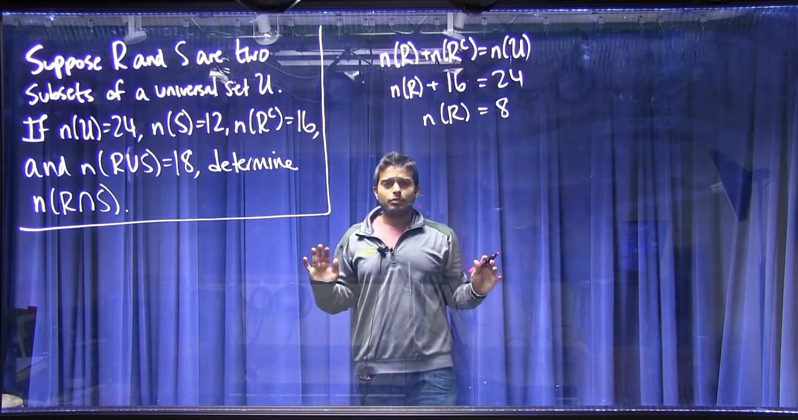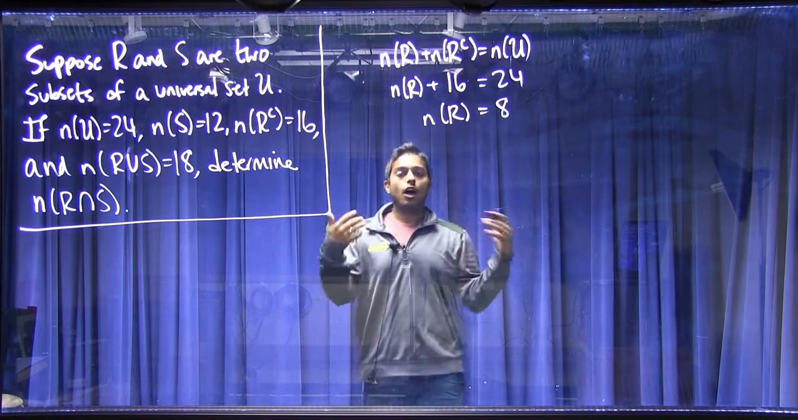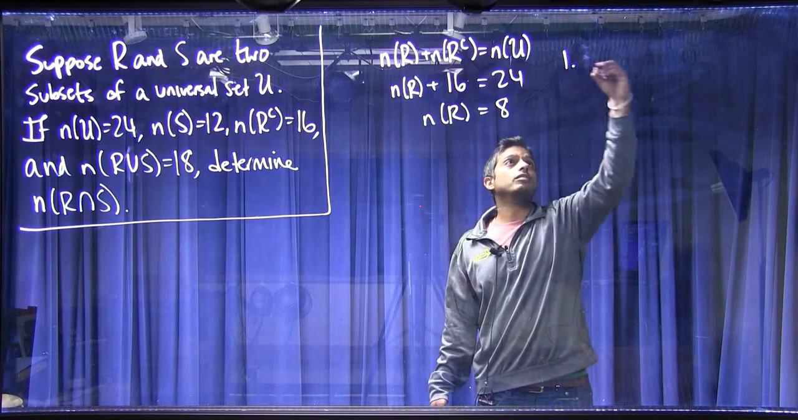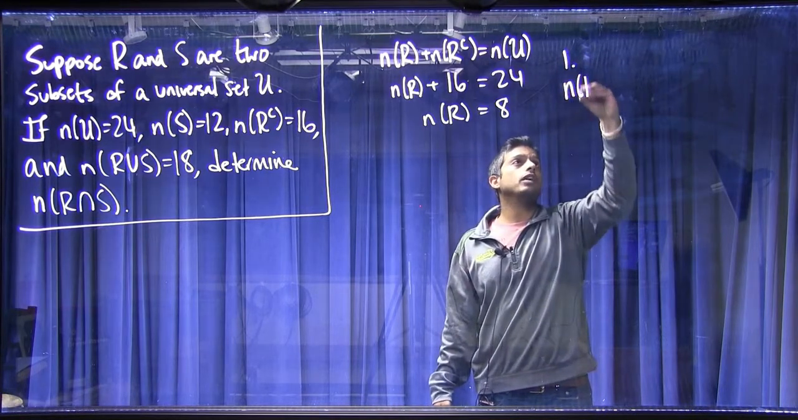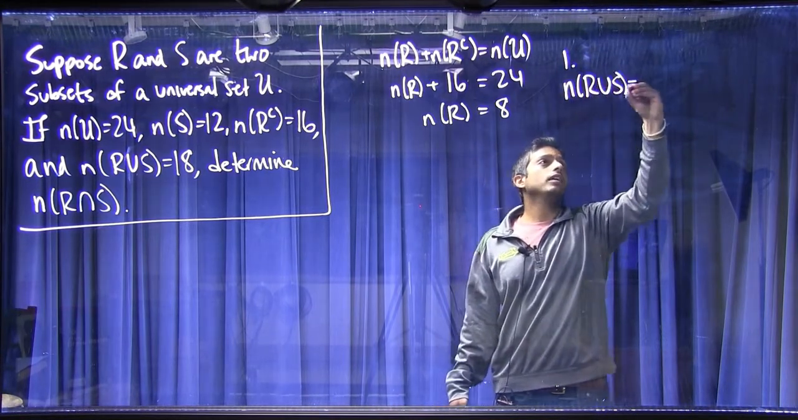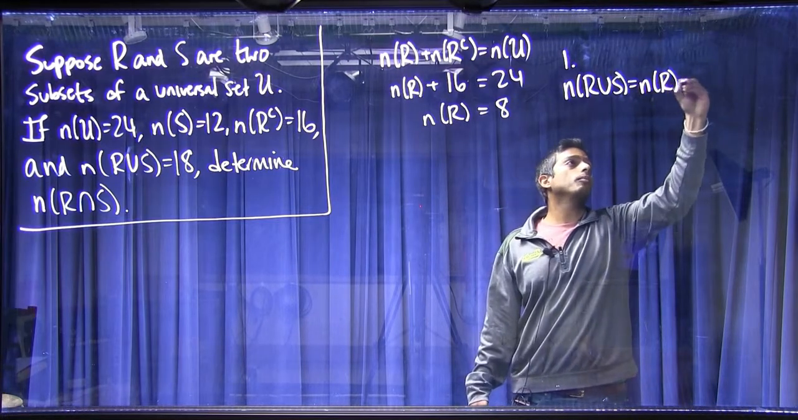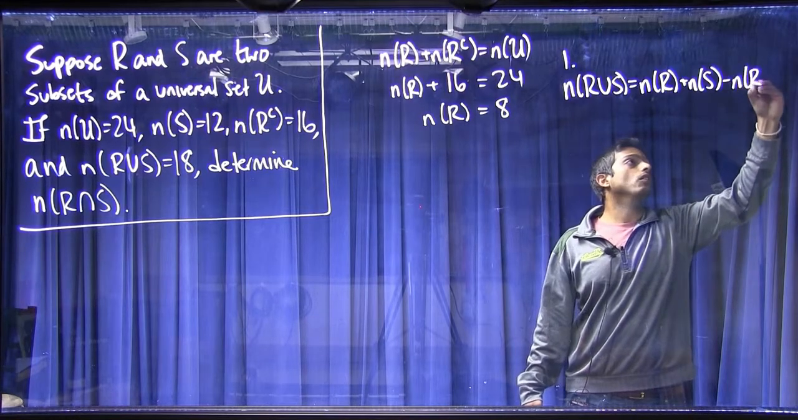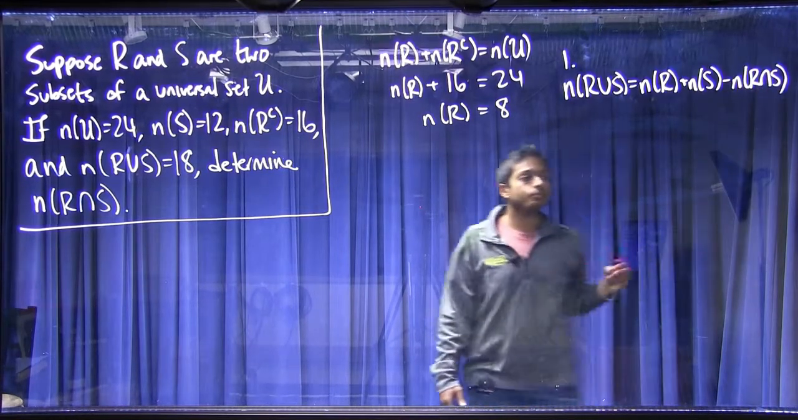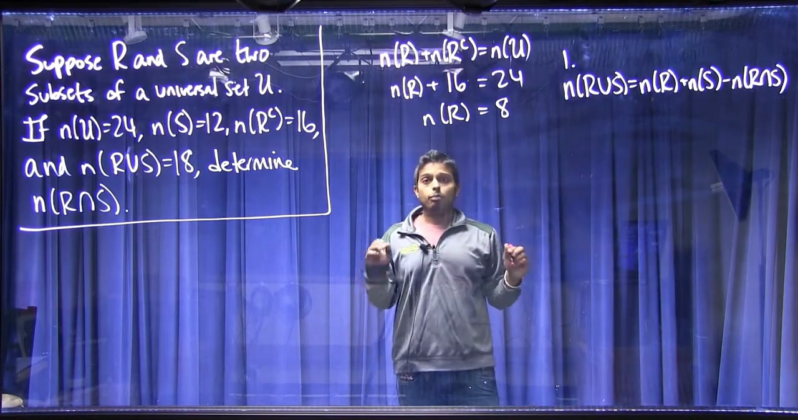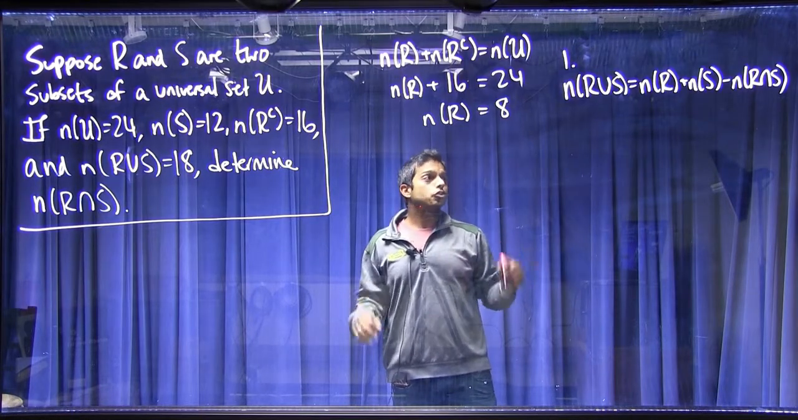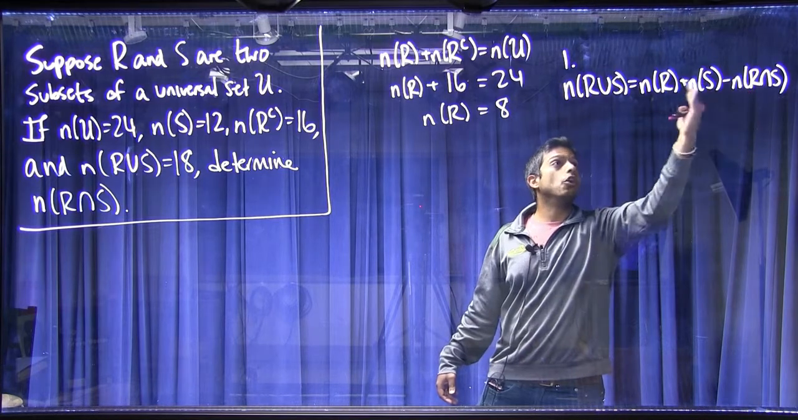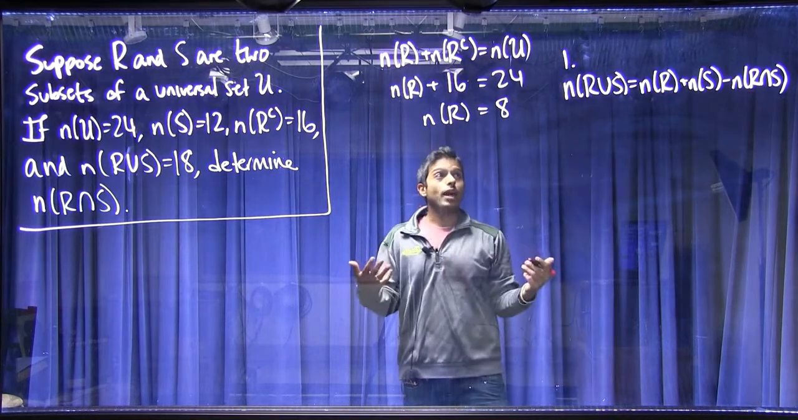Now that we know that, let's first solve this problem by using the other formula developed in the last video. Remember that formula says that the number of elements in R union S is equal to the number of elements in R plus the number of elements in S minus the number of elements in R intersect S. Be careful here. We need to solve for this last term, and at this point we know the other three. So let's just go ahead and plug them in.